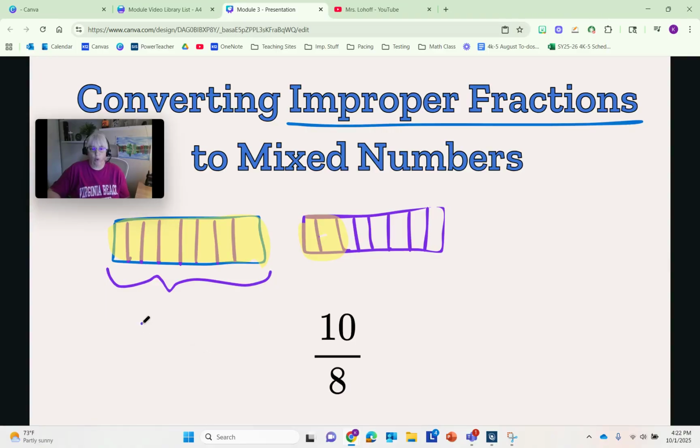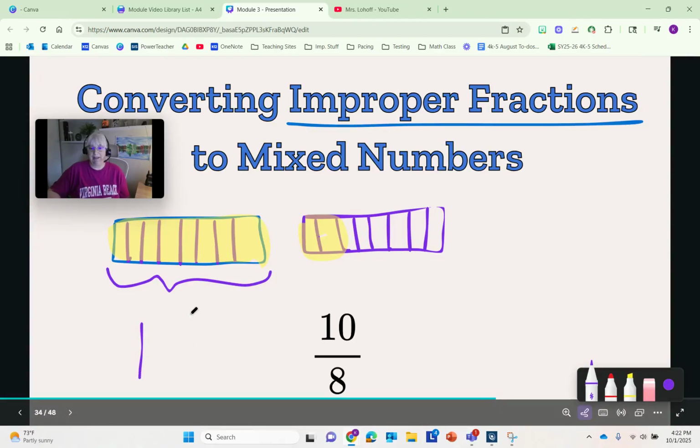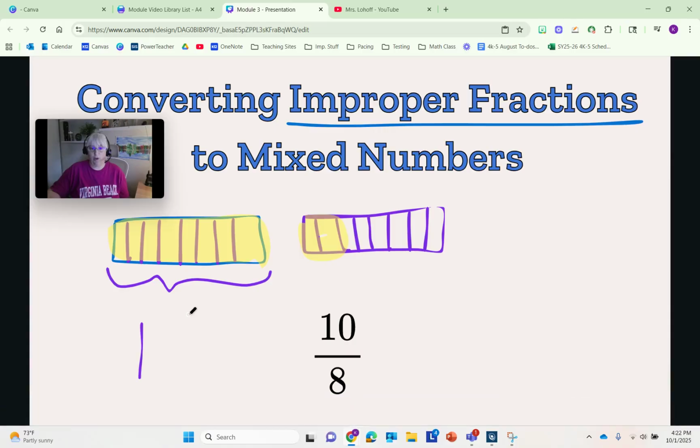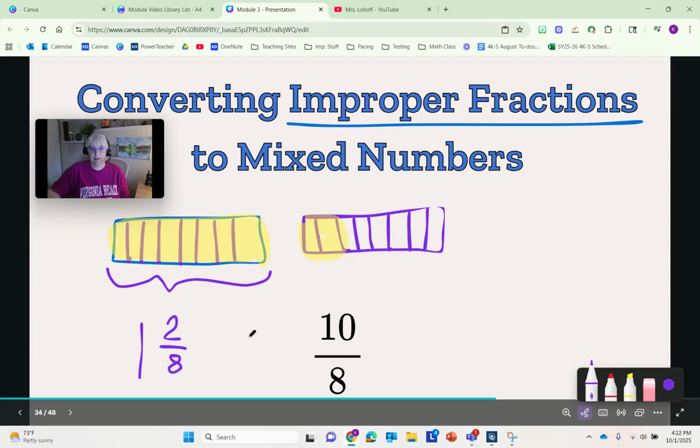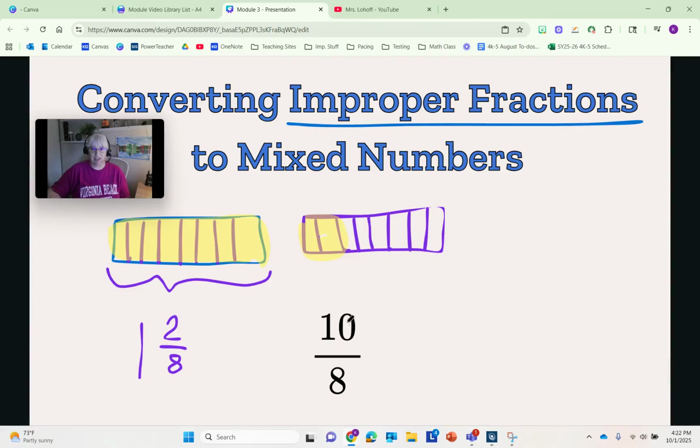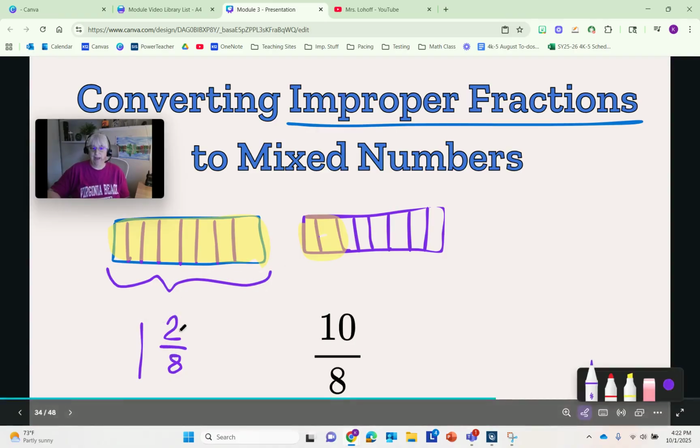This is one whole tray. So I have a large number of one whole tray. And then I ate 2 of the 8 pieces of the second tray. So I have turned this improper fraction into what's called a mixed number. The 1 represents whole units. I have 1 whole tray of sushi gone, and then I include a fraction.